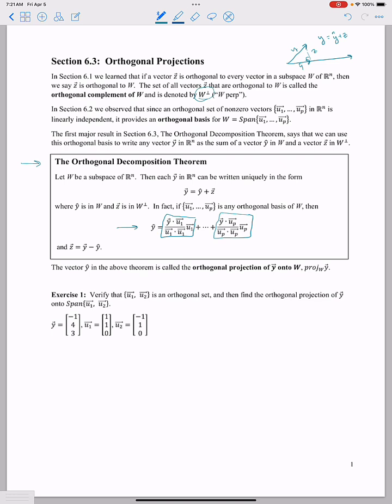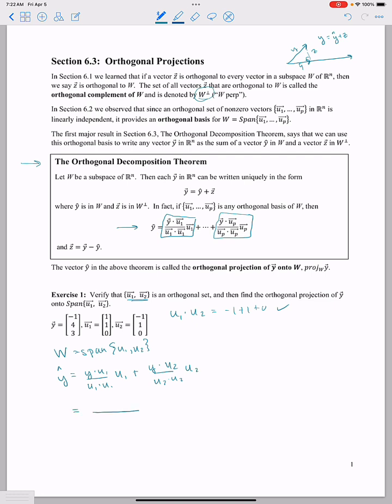I want to verify first that U1 and U2 is orthogonal. So let's do that first. U1 dot U2 is -1 plus 1 plus 0, so that works. And then we want to find the orthogonal projection of y onto the span of these two vectors. So we're going to think of W as the span of U1, U2. So we know that the orthogonal projection is y dot U1 over U1 dot U1 times U1 plus y dot U2 over U2 dot U2 times U2.